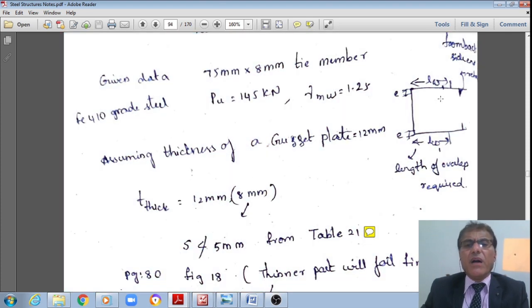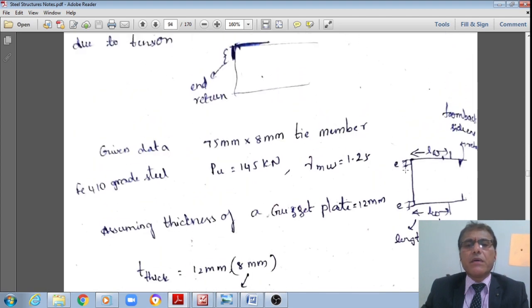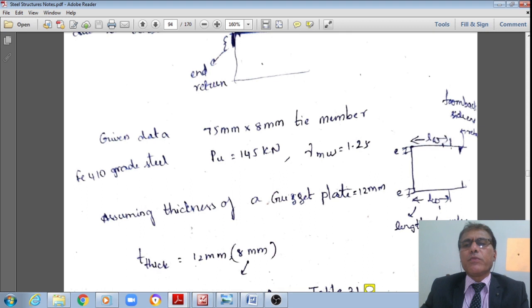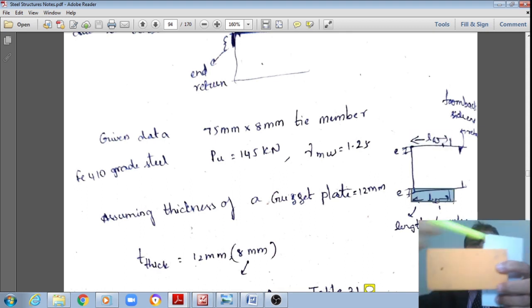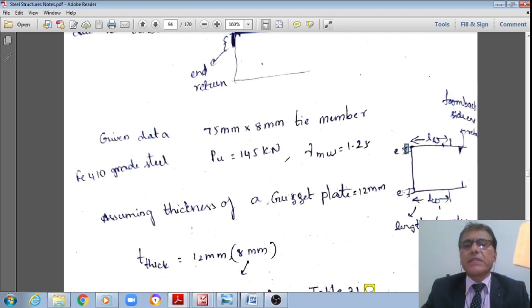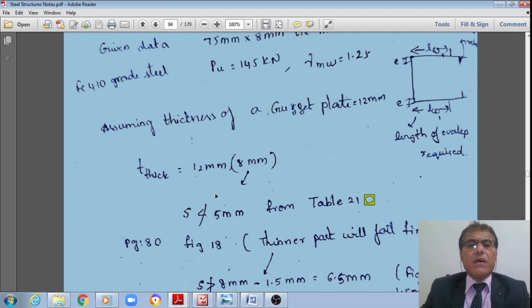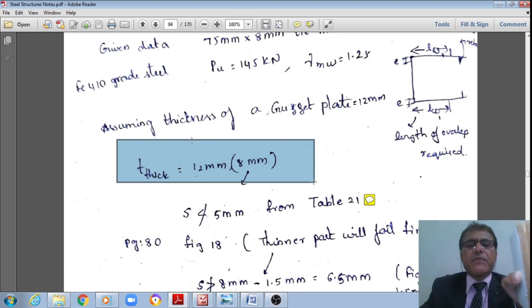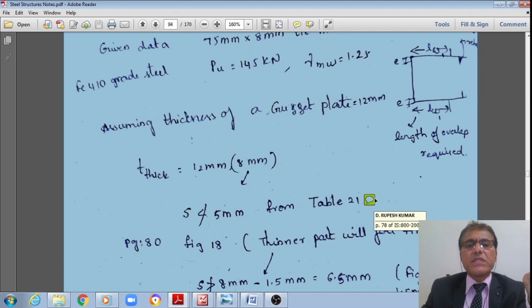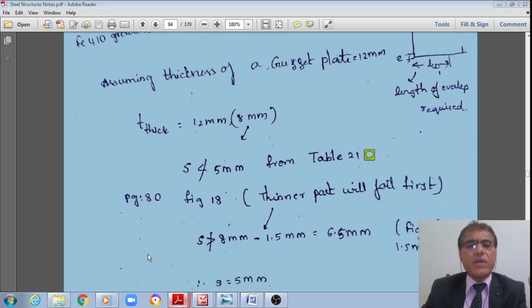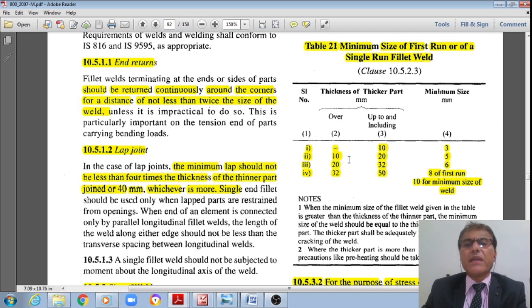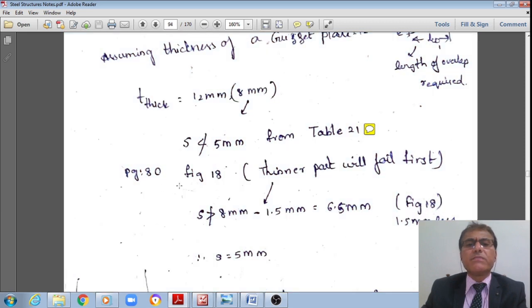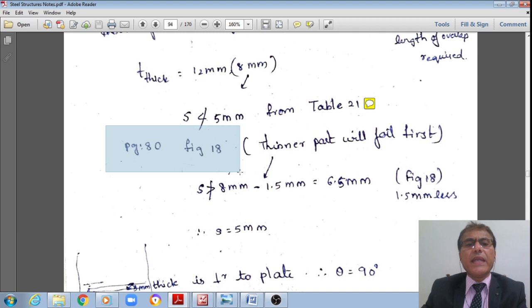Then, we'll see the first case wherein the welding should be done on 2 sides, top and bottom, with end returns, like this. Once we see this, what is the maximum thickness of these? 8 mm, and the gusset plate is 12 mm. Therefore, the maximum thickness out of these two is equal to 12 mm. Therefore, once I go to table 21 of IS 800, student, I have for this thicker plate, 10 to 20, it is in between. Therefore, the minimum size from table 21 of IS 800 should not be less than 5 mm.